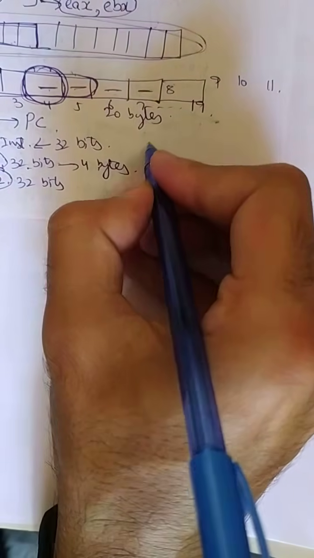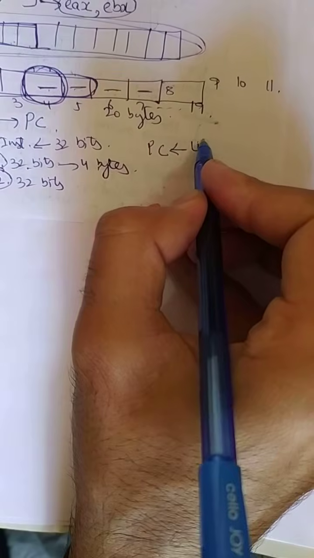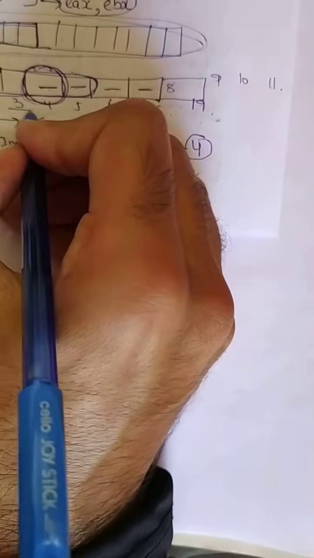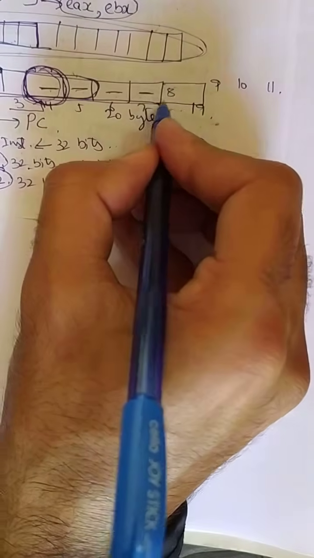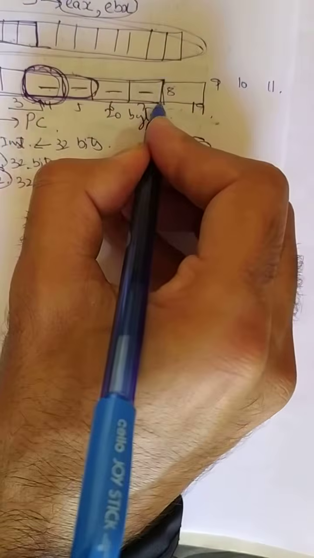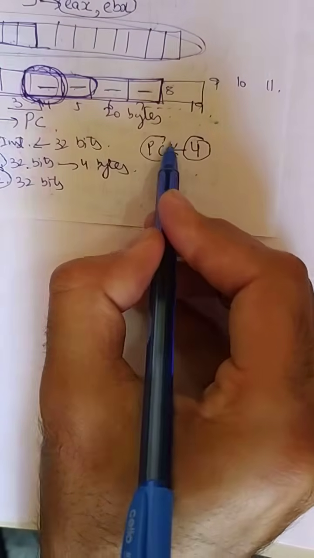So if I have a program counter, it has address 4. So I will get the instruction at address 4. Instead of getting a single byte, I will get 4 bytes, because I know an instruction is of 32 bits. So PC stores the starting address of an instruction.